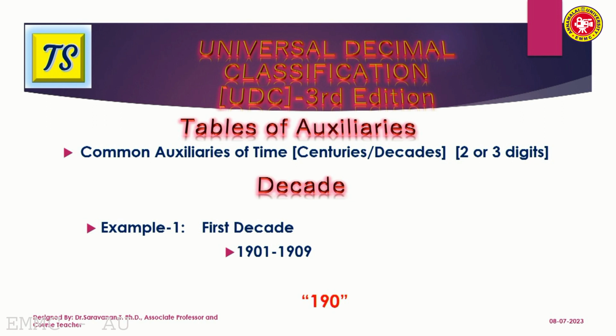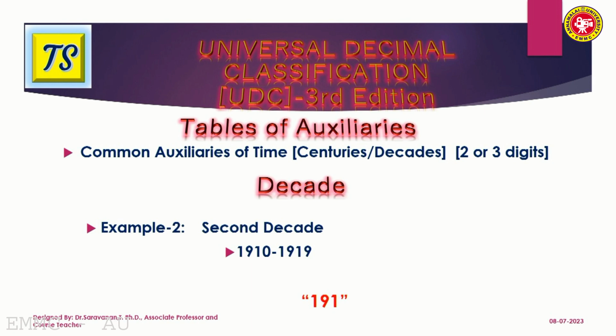It means the first 3 digits should be counted for finalizing the numbers. Rest of the items need to be omitted. So if you say 190 and put it within double quotes, that means there is a 10 years period covered, 1901 to 1909.